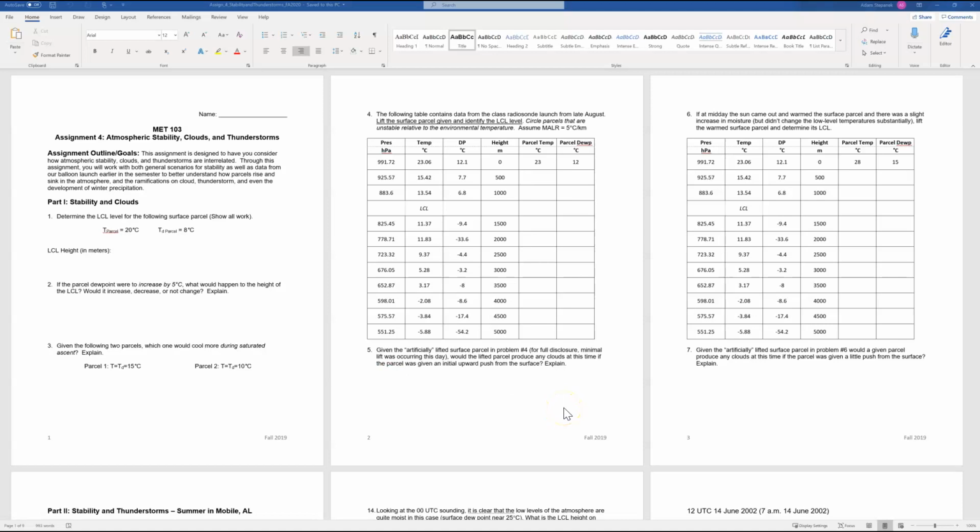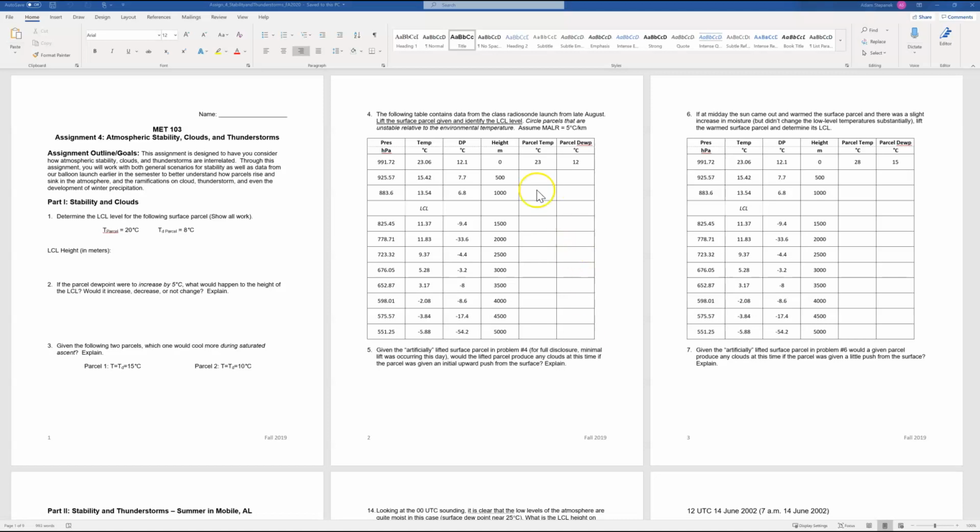Which gets us to pages 2 and 3. Here we have some data from our class radiosonde launch. And I've had to, well, to be fair, manipulate the data just a bit and have a couple of values that are not necessarily exactly what was happening that day, to help it work out just a little bit.